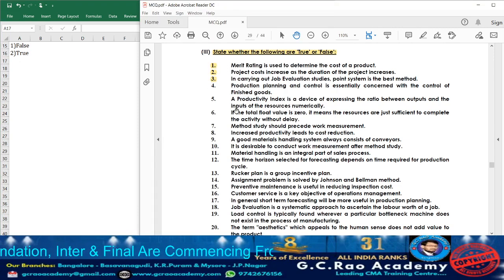Now moving on to point number 3. What they are telling? In carrying out job evaluation studies, point system is the best method. Whenever a job evaluation is done, what they are telling is that the point system is the best method. What is the point system? It is one of the point methods we can tell.